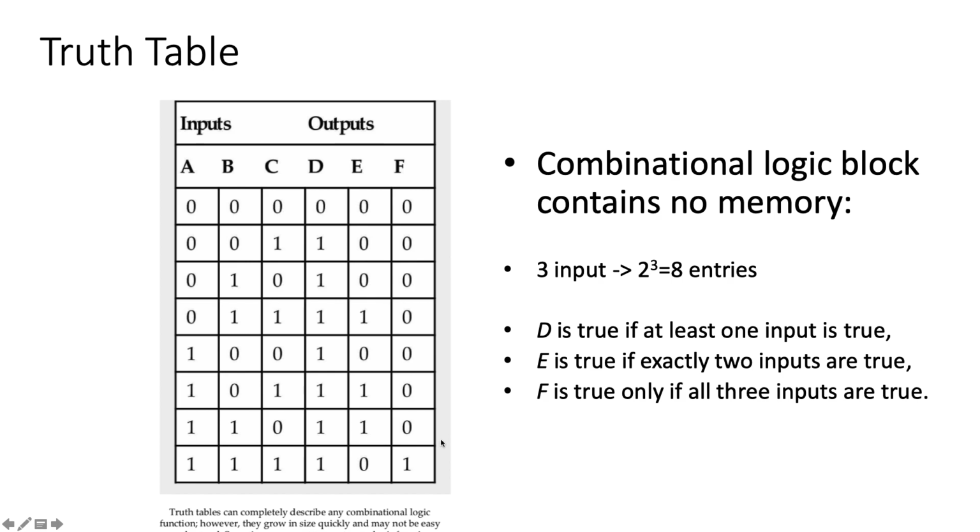And for instance, in this case, that combinational logic block is going to give us the output as follows. D would be true if at least one input is true, right? So in the cases where D is true, you can see that at least one input was true. Here, here, here. E is true if exactly 2 inputs are true. So there are exactly 2 inputs. And also F is true if all 3 inputs were true. Okay, this is one way to showcase some outputs given inputs in a truth table.